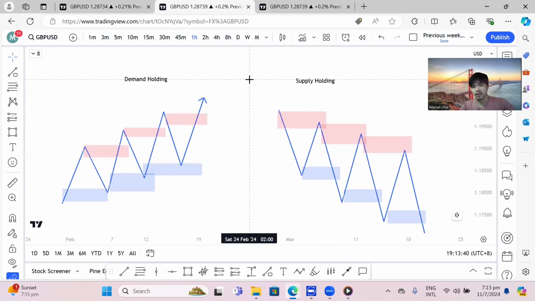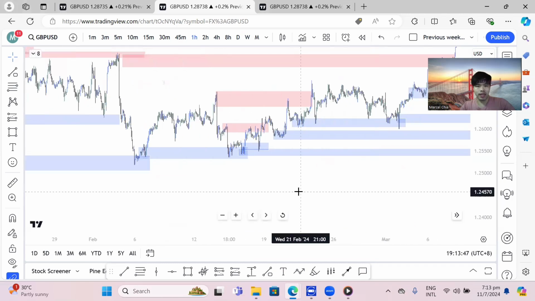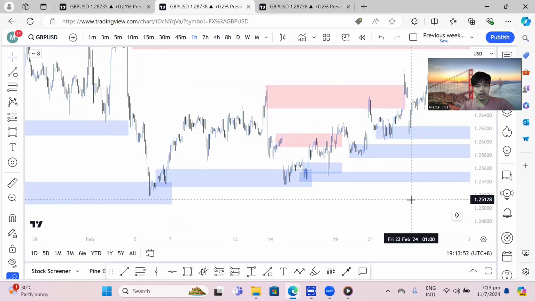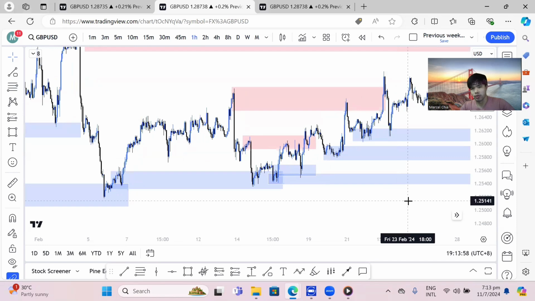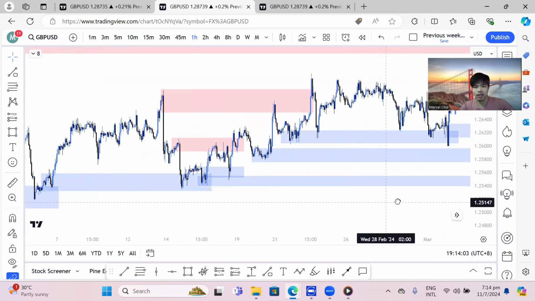So with that being said, how can we apply this to a real example? It's preferably the same thing. When we are looking at trades in an uptrend, it's better for us to trade from a demand zone, whereas in a downtrend, it's better for us to take trades from a supply zone.